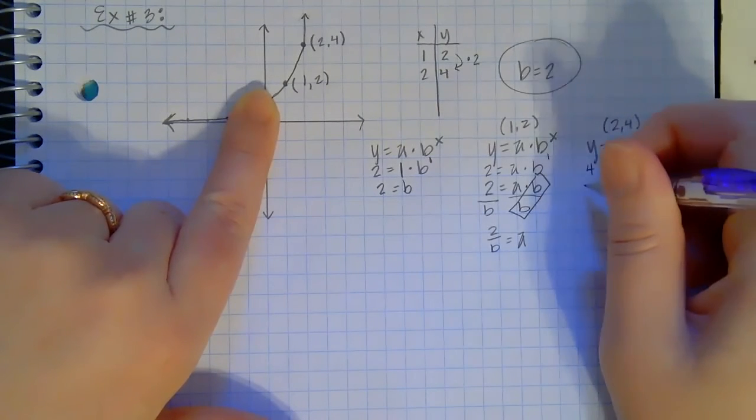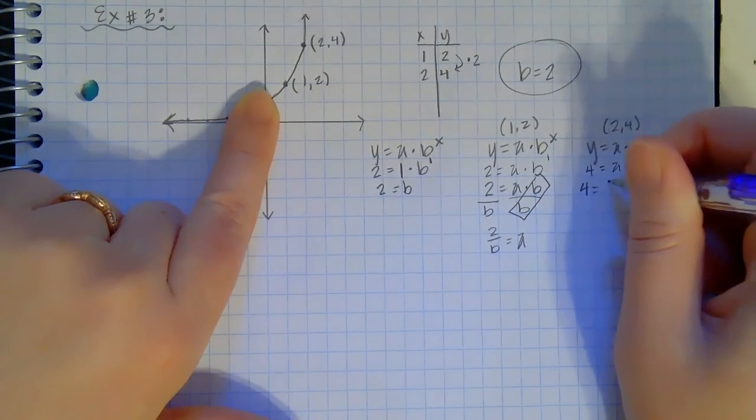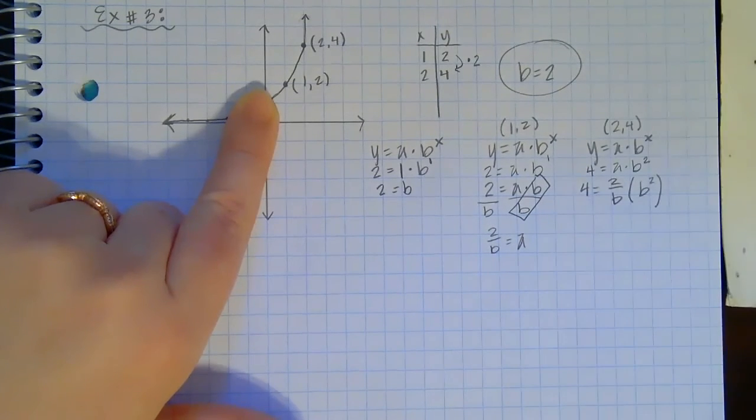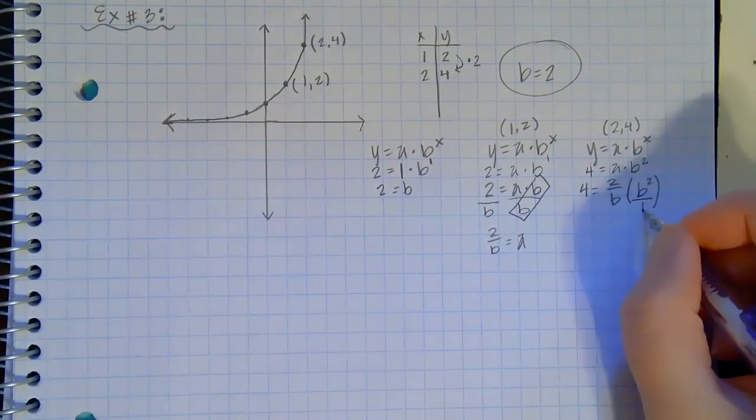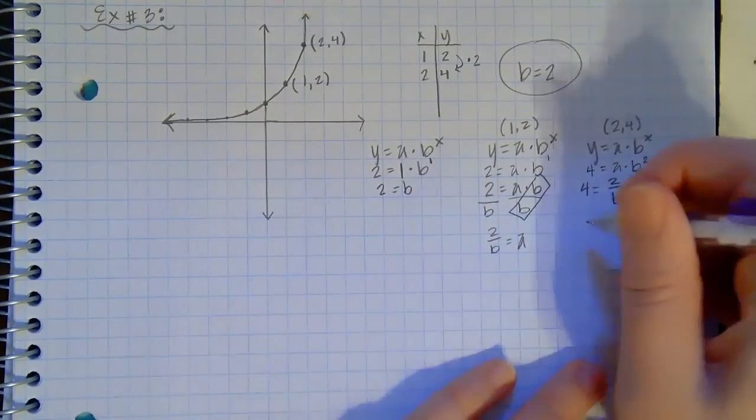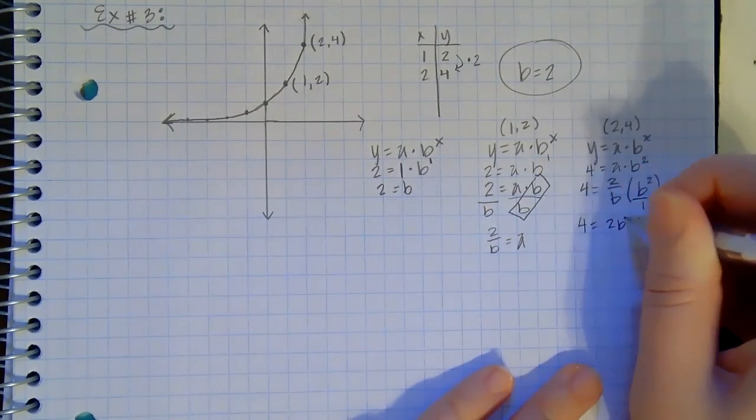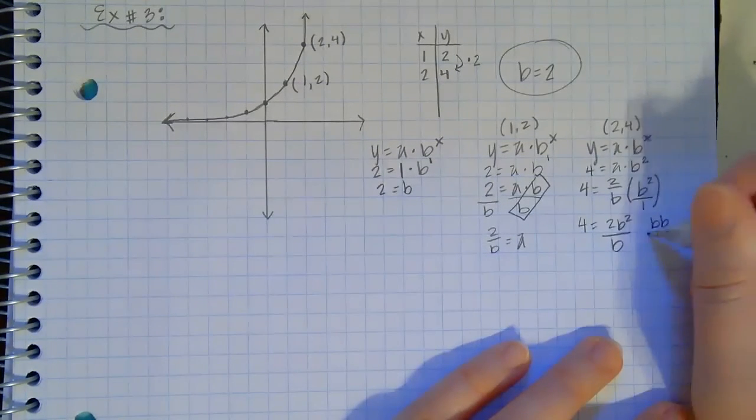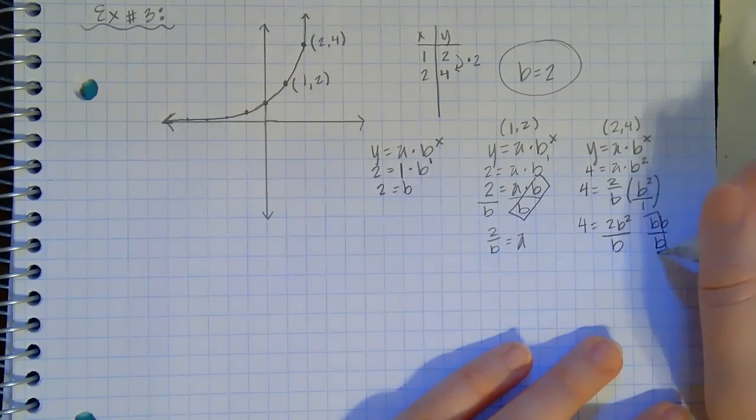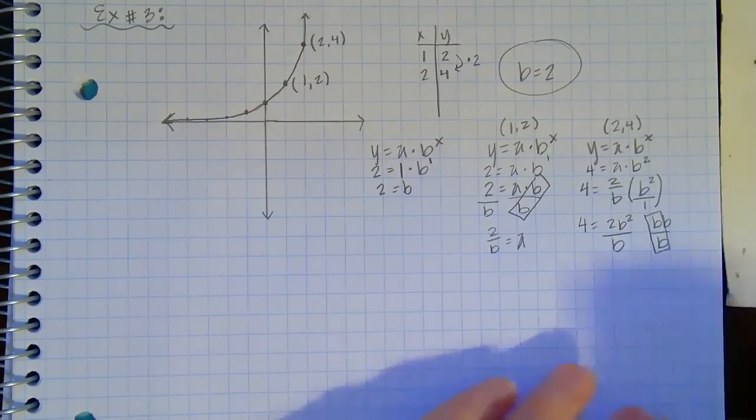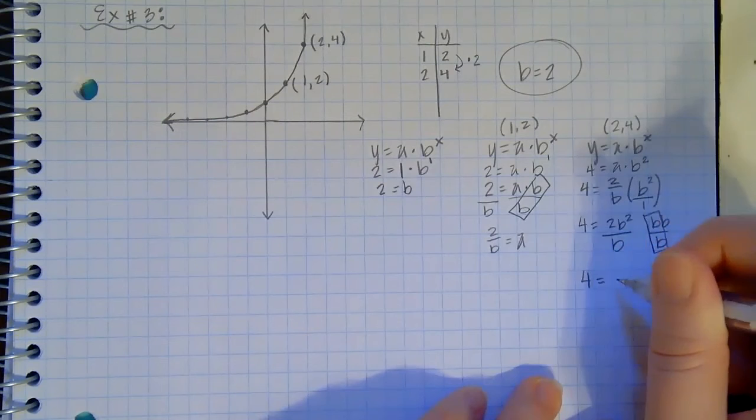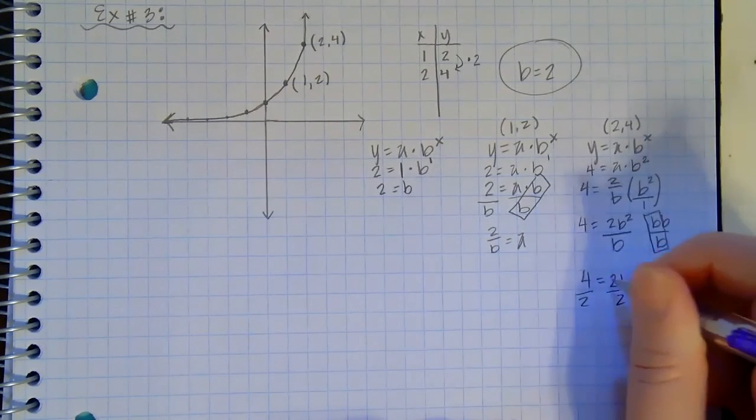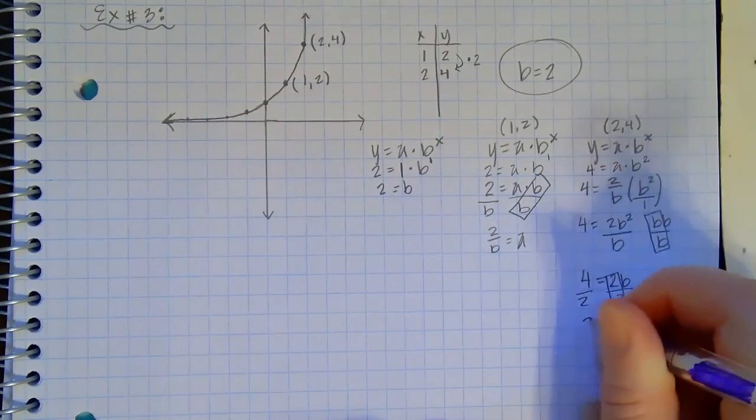So then I can plug that in here, 4 equals, and then instead of writing a, I'm going to put what a equals, 2 over b, times b squared. And then I can put this over 1, and I can multiply straight across. So I get 4 equals 2b squared over b. And remember, b squared is just b times b. And then I have a b on the bottom, so I can make one giant 1 there and have a b left over on top. So I have 4 equals 2b. And then I can divide by 2 because it's multiplying by 2 there, and you still get b equals 2.